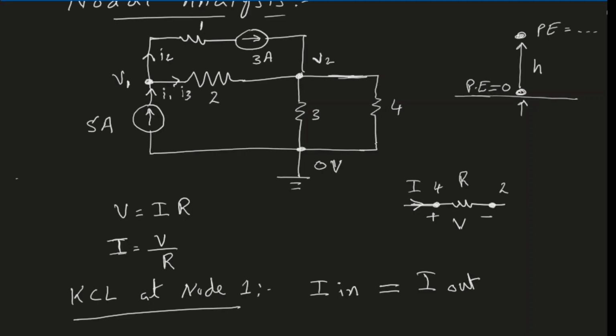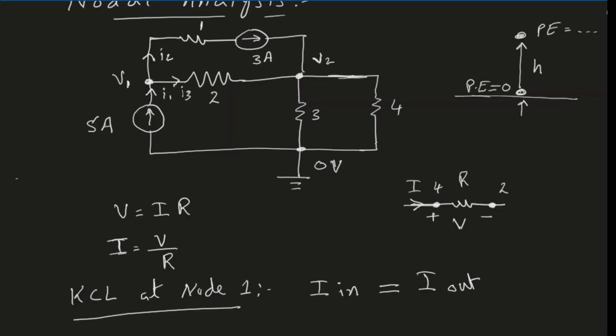I have chosen some directions for these currents. I have chosen I1 to be entering the node and I2 and I3 leaving the node. These assignments of the direction is completely arbitrary. You can choose any direction you want. It will not make any difference. Your final result will be the same as long as you keep track that the current has to flow from higher voltage to lower voltage.